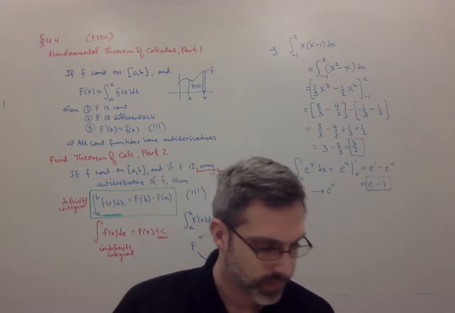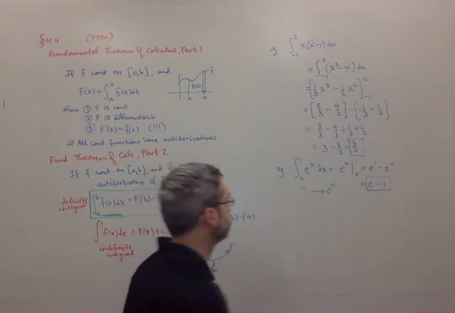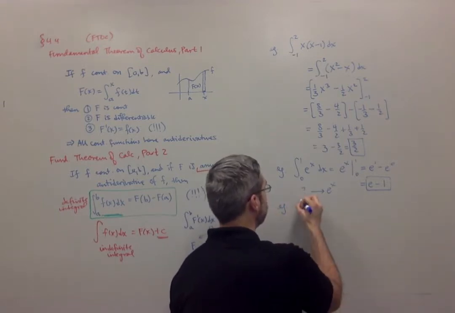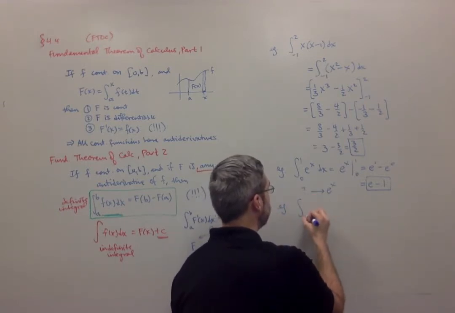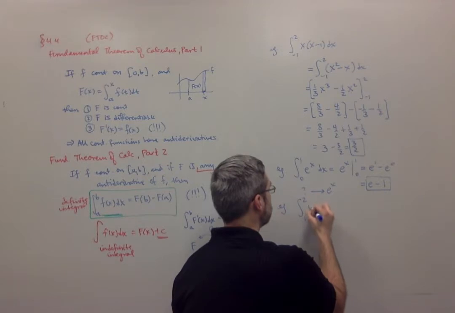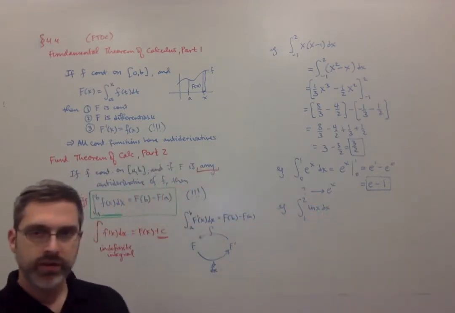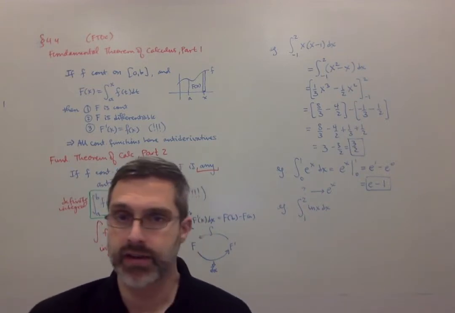Okay. One thing to notice here, two last examples I want to give you. First one is if I were to give you the area from 1 to 2 under natural log. There's one thing I want you to notice here. We do not have an antiderivative for natural log right now.